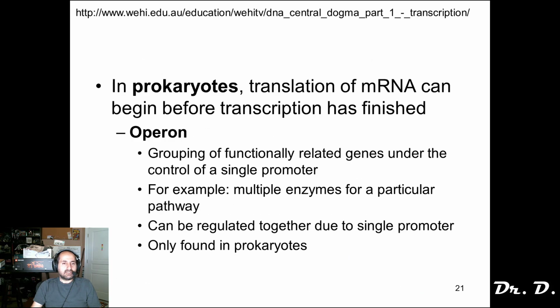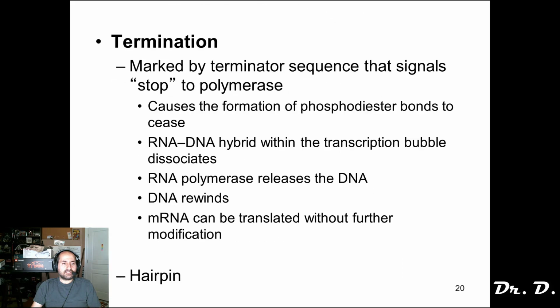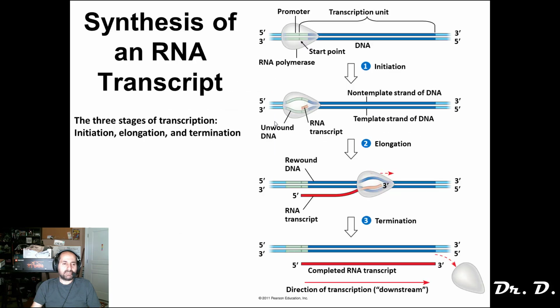Okay, and how does it know to finish? How does it know when it's done? How does it know when transcription's done and when to terminate? There's usually sequences on the DNA that tell the polymerase to stop. You don't need to really know this, but what I'm trying to get at is there are DNA sequences here that tell the RNA polymerase to stop and to finish transcription so that it only copied the information for one particular gene.